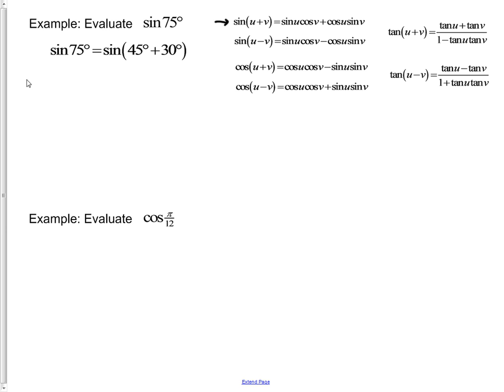What we're really going to say then is that in order to evaluate the sine of 45 degrees plus 30 degrees, we would have to take the sine of 45 degrees multiply it by the cosine of 30 degrees, and then add that to the sine of 30 degrees.